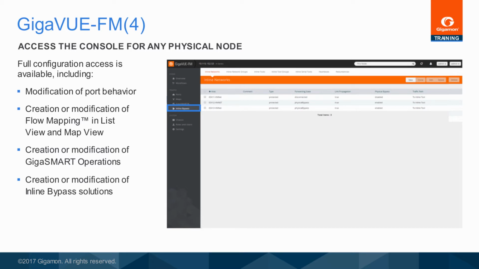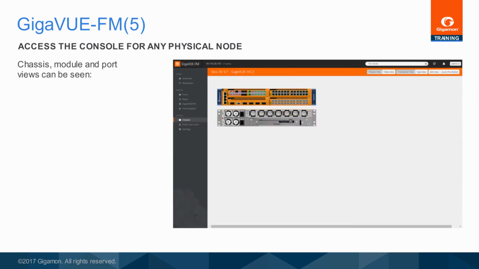In short, perform any traffic selection and forwarding configurations required to send the right traffic to each tool, and use this single point of access for any physical node or cluster within the entire visibility fabric. Verify system settings and chassis information ranging from configured licenses to module placement and port activity. From the chassis view, you can see at a glance whether a particular port is up or down. Clicking on a port reveals quick view information specific to that selection.